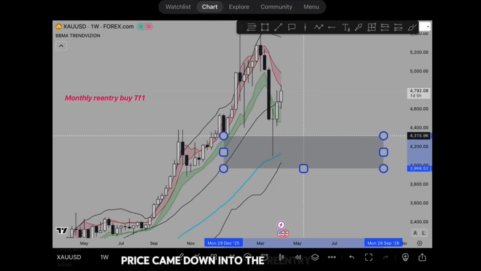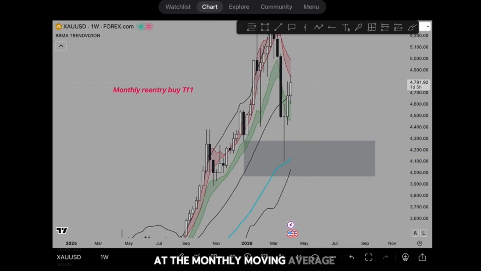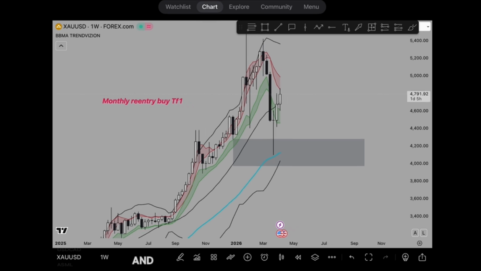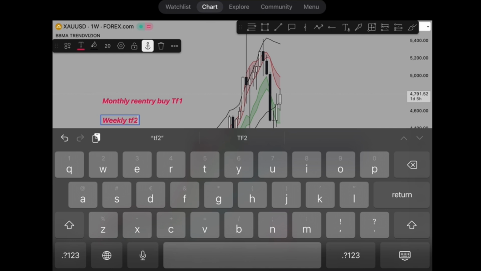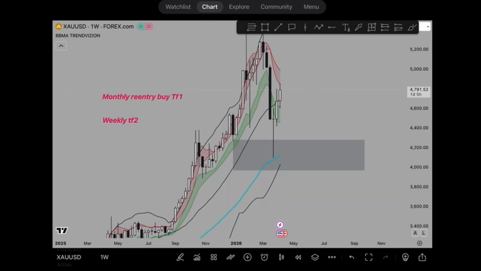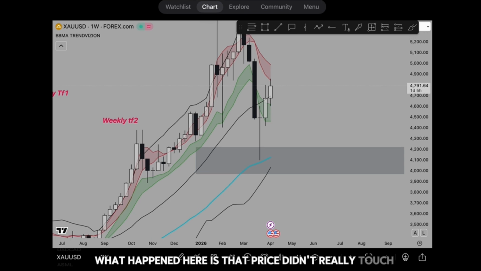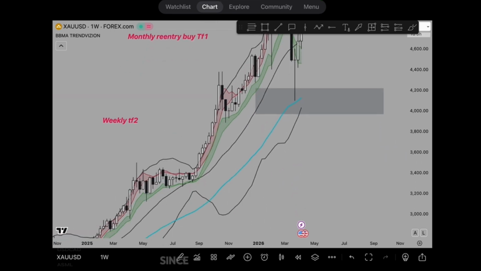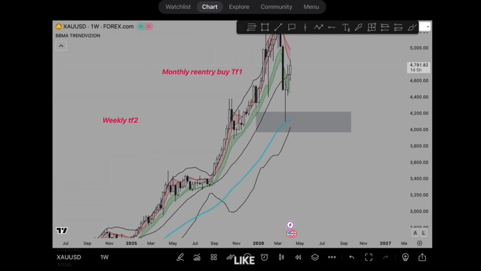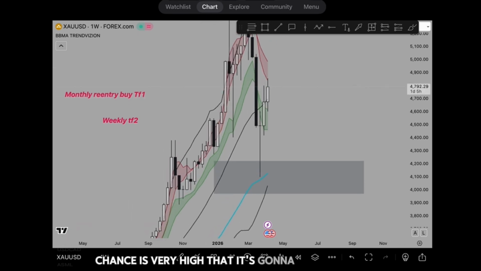So yeah, price came down into the re-entry area here at the monthly moving average, and the second time frame is the weekly. And yeah, what happened here is that price didn't really touch the EMA. It came close but didn't touch, so it's not really an extreme. But of course, since it has come so far down, you can basically see that chance is very high that it's gonna go up from there.